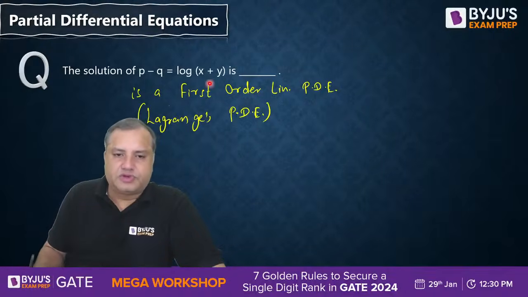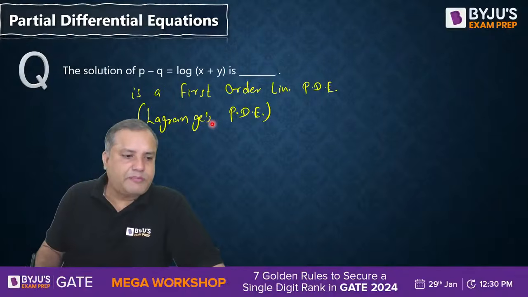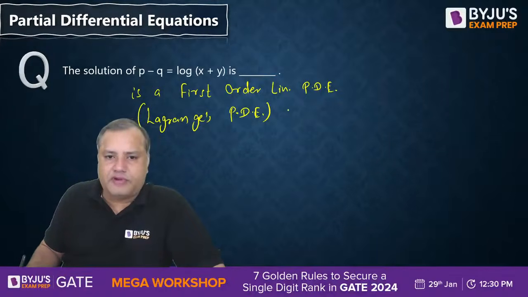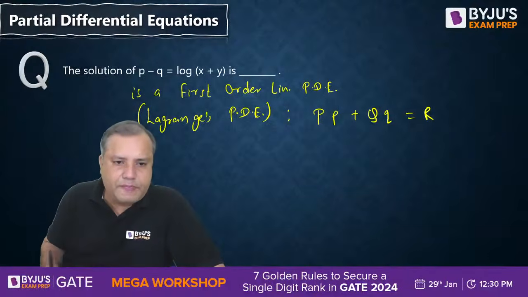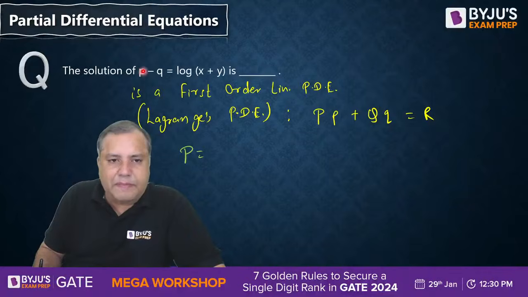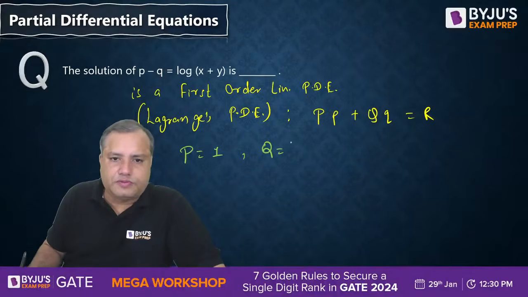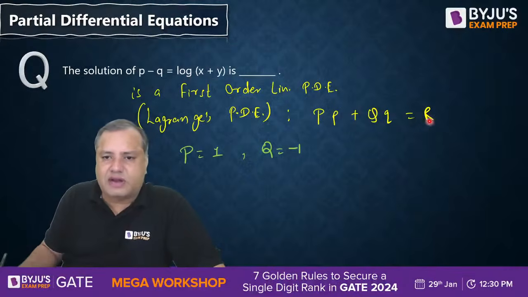Now students, we will compare this with the exact format of Lagrange's: Pp plus Qq equal to R. Compare and see what you will get. Capital P is the coefficient of small p. Capital Q is the coefficient of small q. Then the right hand side is nothing but R.